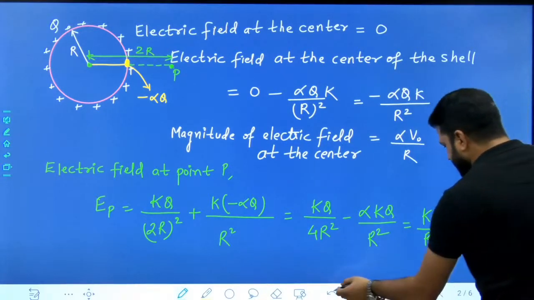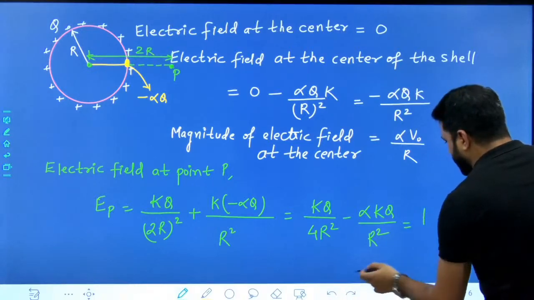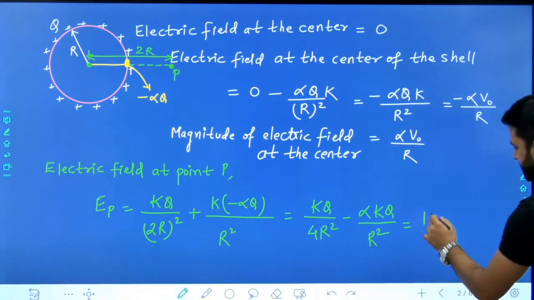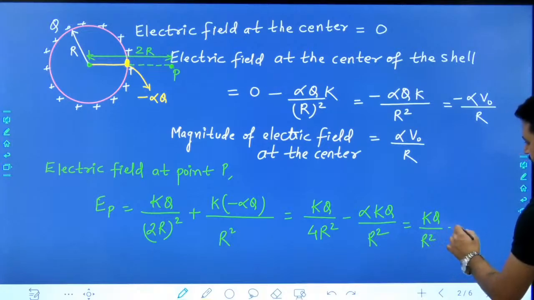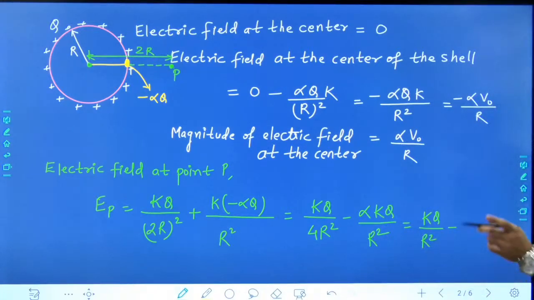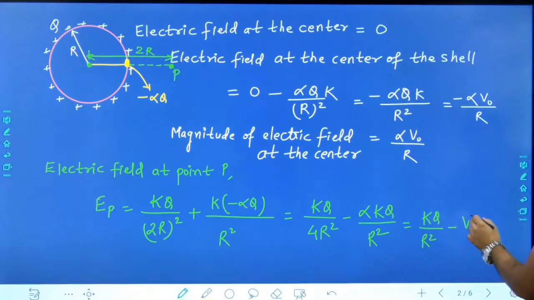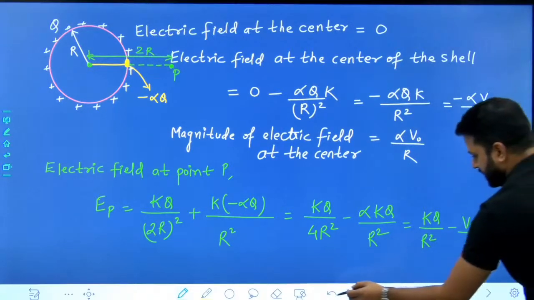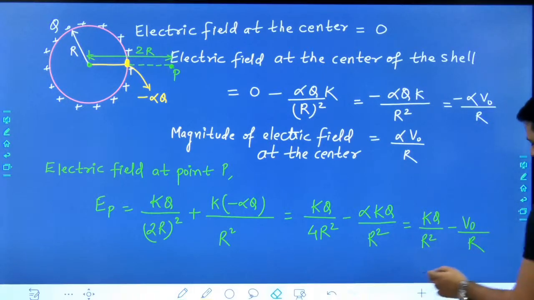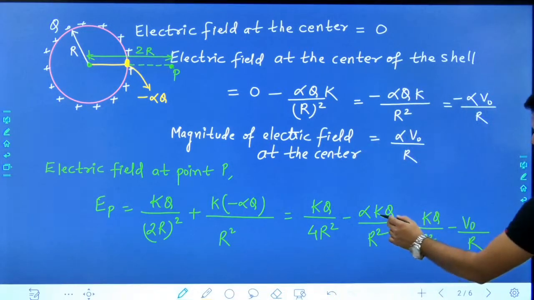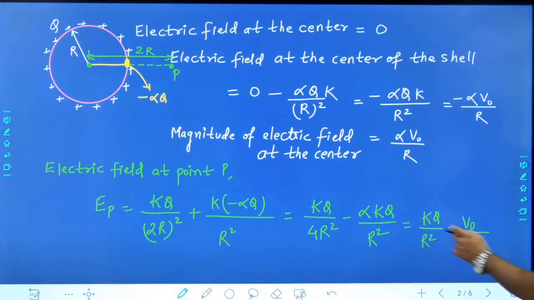see this, KQ by r squared minus alpha KQ by r squared. KQ by r is represented by V naught, so the second term is minus alpha V naught by r.